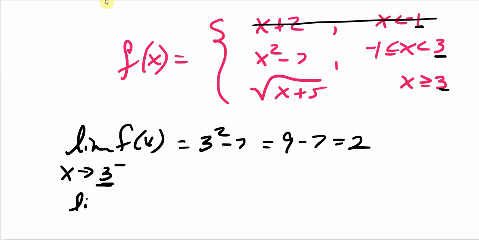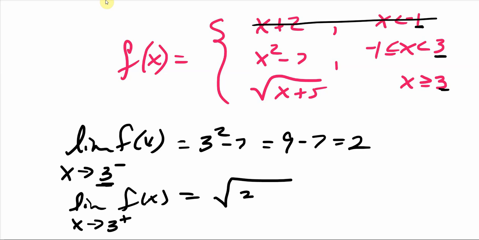Now, if I had said, find me the limit of f of x as x approaches 3 from the right, then I'm going to be using the bottom one. So it's going to be the square root of 3 plus 5. That's going to be the square root of 8. And that's my right hand limit. And again, this function is not continuous at 3.